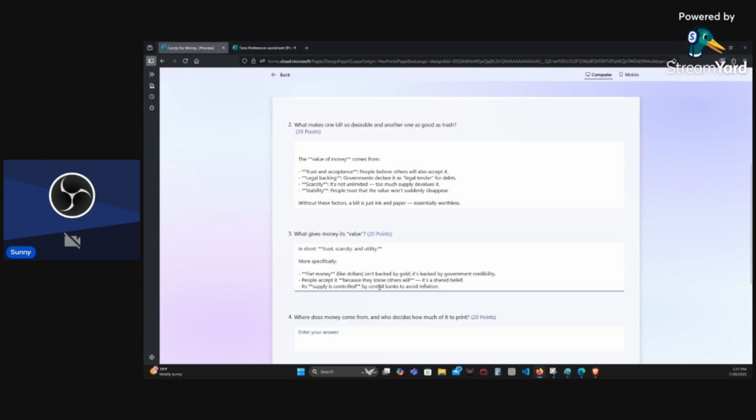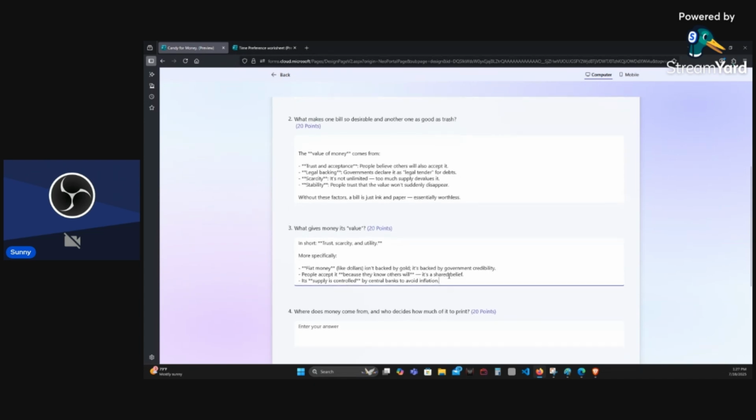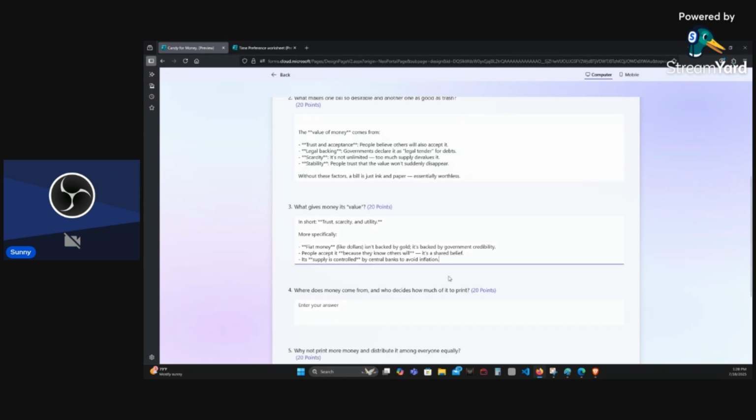So, in short, trust, scarcity, and utility. More specifically, fiat money like dollars isn't backed by gold, it's backed by government credibility. People accept it because they know others will. It's a shared belief. On paper, its supply is controlled by central banks to avoid inflation. In practice, we are probably somewhere close to inflation, but that's why we're here trying to learn about money.